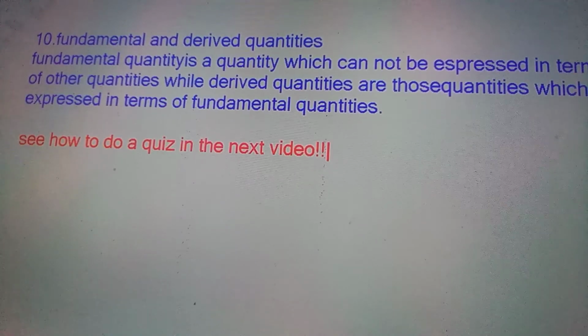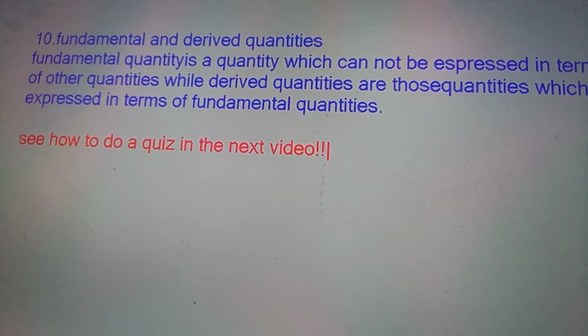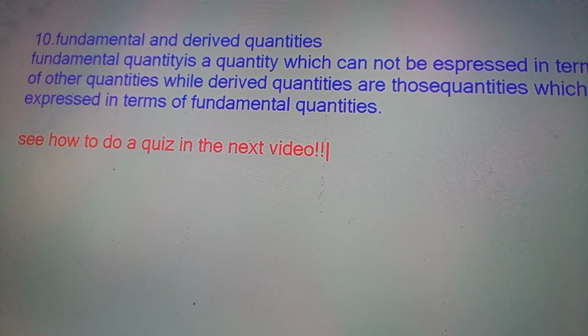Lastly, we have seen fundamental and derived quantities. Fundamental quantities are those quantities which cannot be expressed in terms of other quantities, while derived quantities are those quantities which can be expressed in terms of fundamental or base quantities.